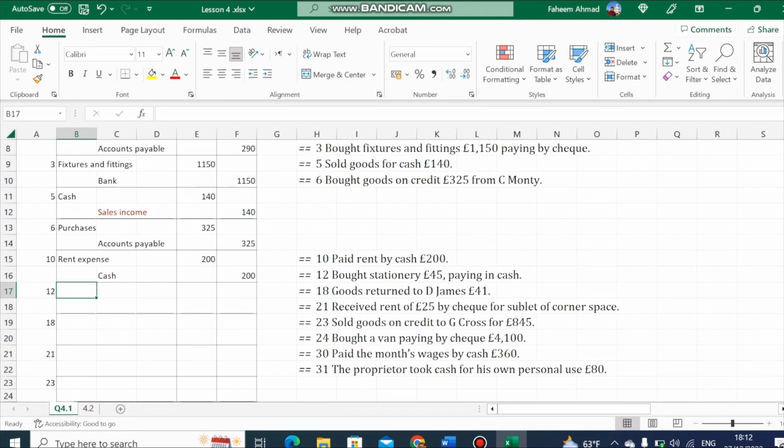Next we have stationery. Bought stationery, 45 pounds. Paying in cash. Stationery is an expense, increases, debit. Cash is an asset, decreases, credit. Amount 45.